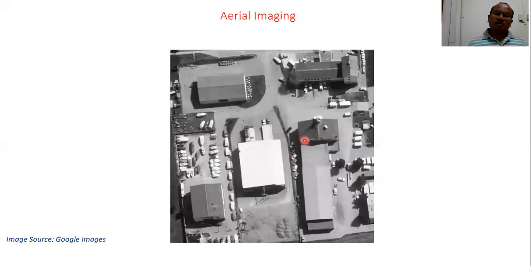Next one is aerial imaging. You look at here, satellite imaging. The satellites are helping us to capture the images, to take the aerial images. And if you look at these aerial images, you can see that these are the vehicles, these are the buildings, offices are there, garden is there, roads are there. So this type of imaging is very, very important for surveillance, for navigation.